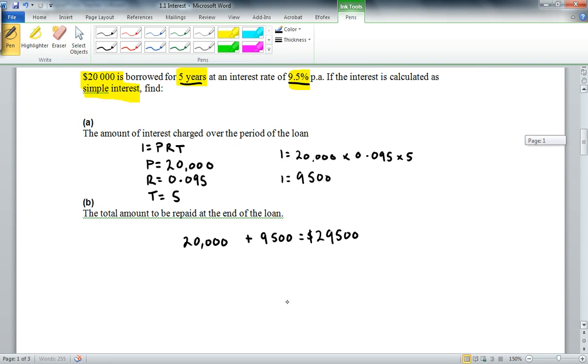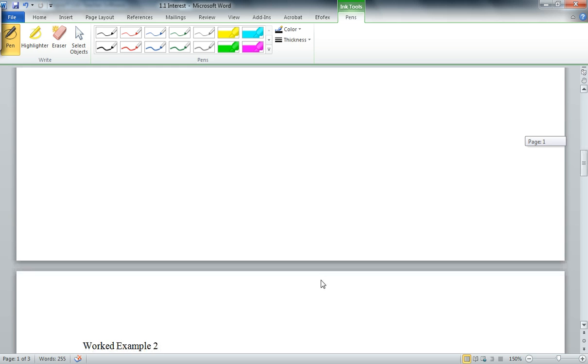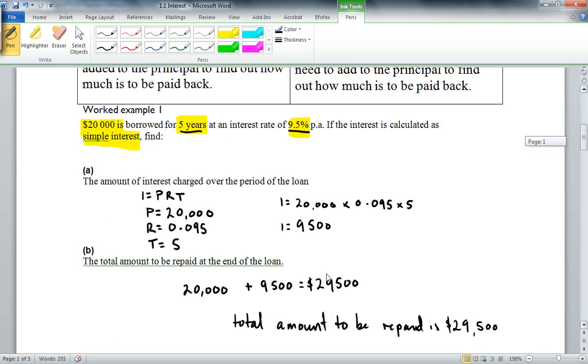Okay, you must write a statement. Total amount to be repaid is $29,500. Okay, in the next video we'll just stop that one there. In the next video we'll look at compound interest.